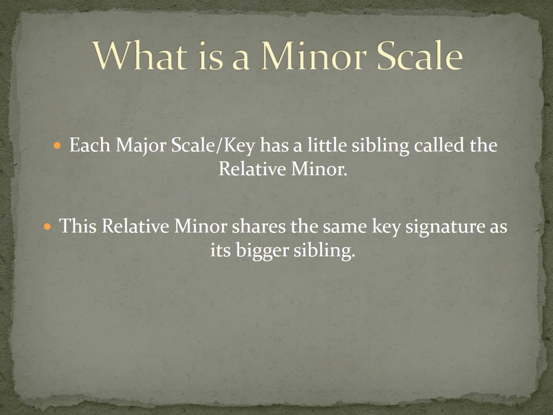Okay, so what is a minor scale? Each major scale has a younger or a little brother or sister, sibling, that we call the relative minor. Now, this relative minor shares exactly the same key signature as its larger or bigger sibling. So the little brother has exactly the same key signature as the big brother, or the little sister has exactly the same key signature as the big sister. That's the easiest way to think about it.